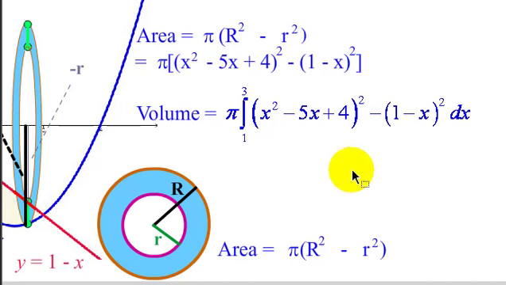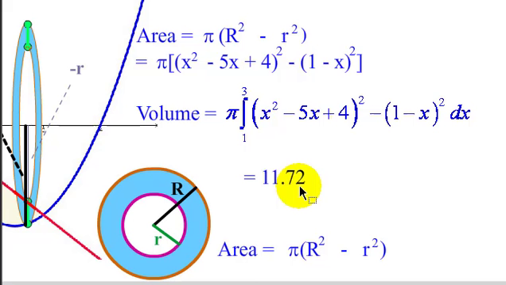And I worked that out. I could do it by hand; I used a calculator, actually. And what I get when I do that is 11.72. And that's the volume of my region when you revolve it around the x-axis. And I'm finished with the problem.